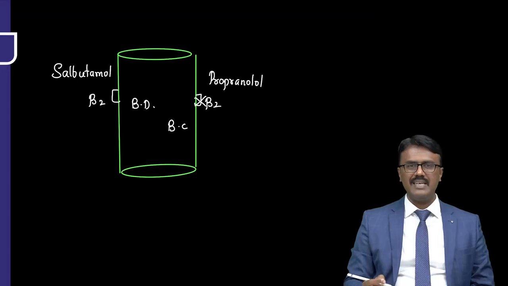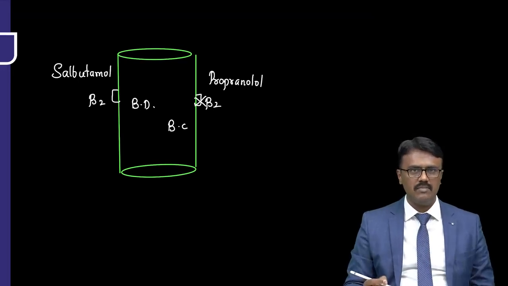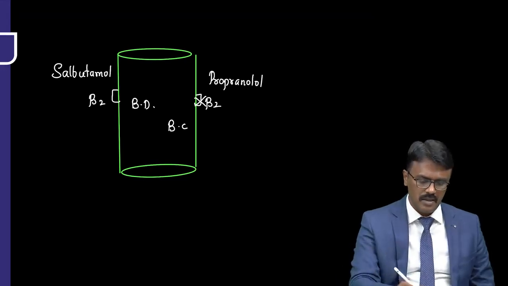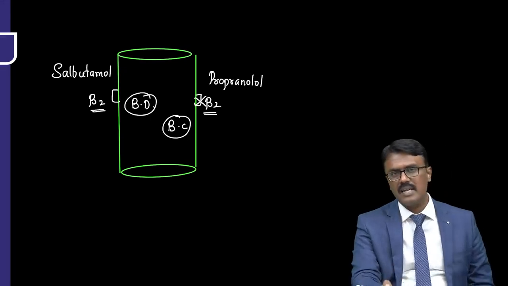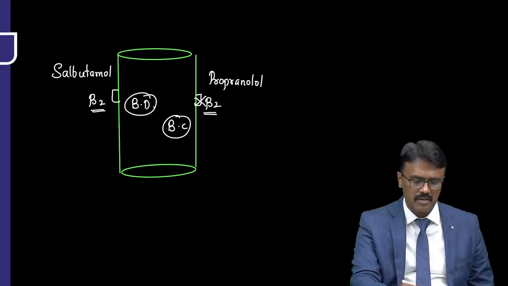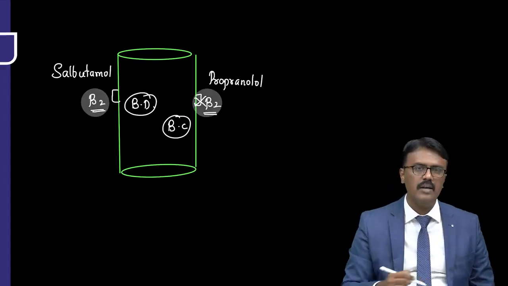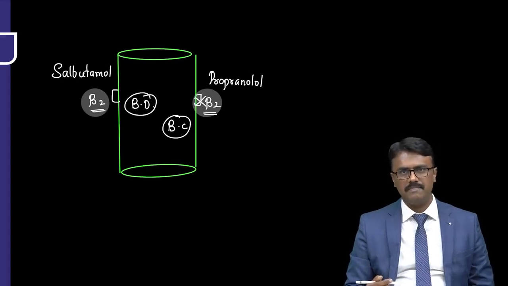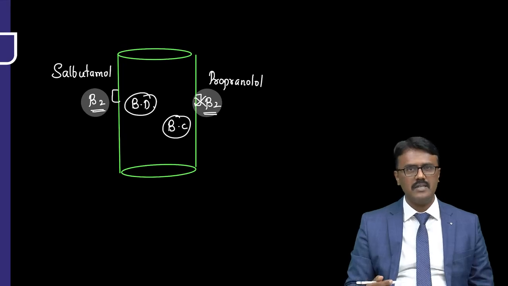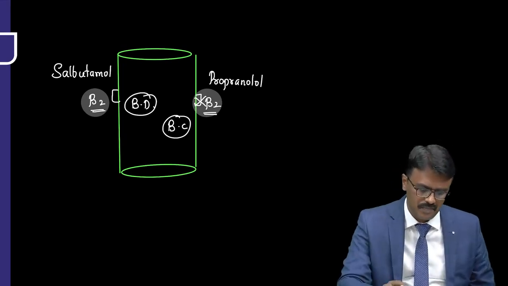The question here is, is it a physiological antagonism? Yes or no? Please think and tell me. No. The reason is the receptors are the same. Even though the actions are opposite, the receptors are the same. So what if the drugs antagonize on the same receptor? This is called receptor antagonism. We'll discuss receptor antagonism next.